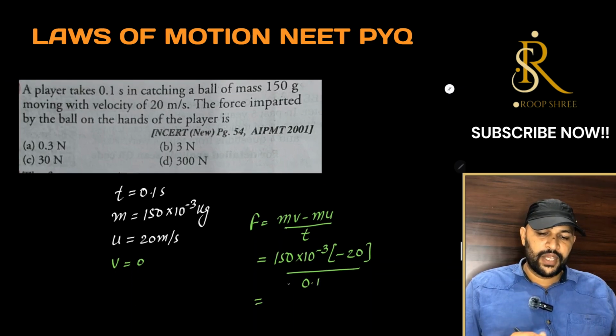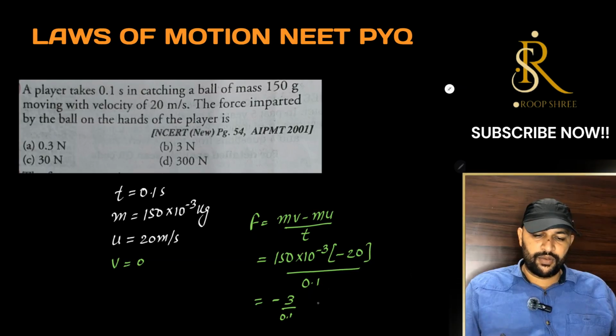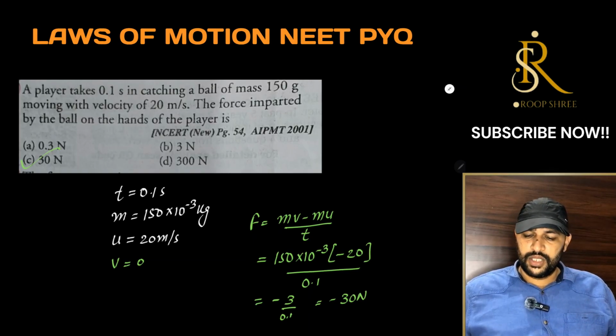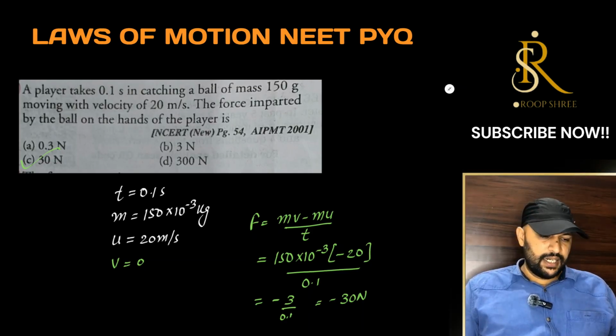Let's simplify it further. So it will be how much? Minus, I am taking, because they are saying imparted on the hand, so this will be negative here, and 15 twos are 30, so this will be 3000, so 10 to the power minus 3 upon 0.1, that would be how much? Minus 30 Newton. Is there any option? Yeah, option C, magnitude they have given, so magnitude must be 30 Newton. That is our correct answer, right?